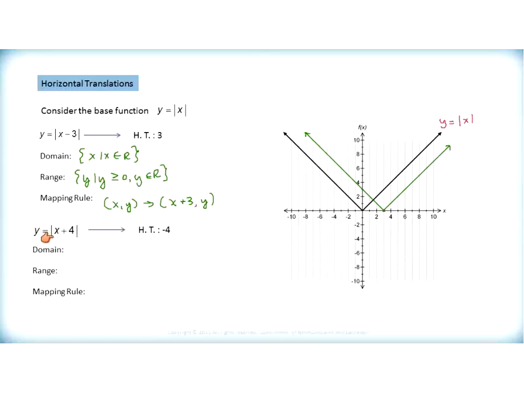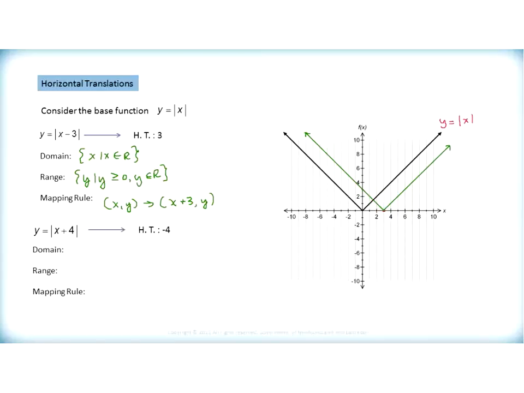Let's consider y equals the absolute value of x plus 4. You can see now, compare it to the base function, y equals the absolute value of x. The graph will now end up with a horizontal translation of 4 units to the left. x is replaced with x plus 4 will result in a horizontal translation of 4 units to the left. So I simply do the exact same thing.